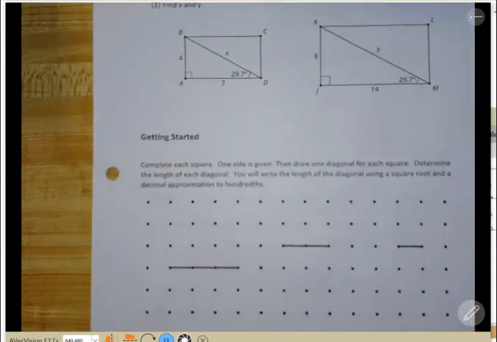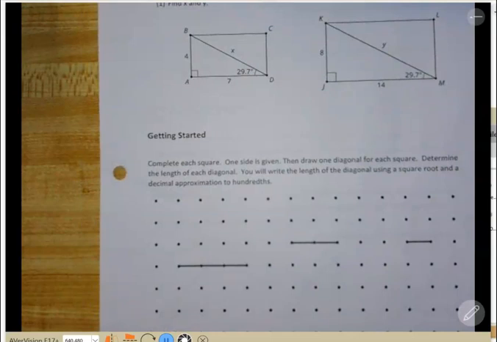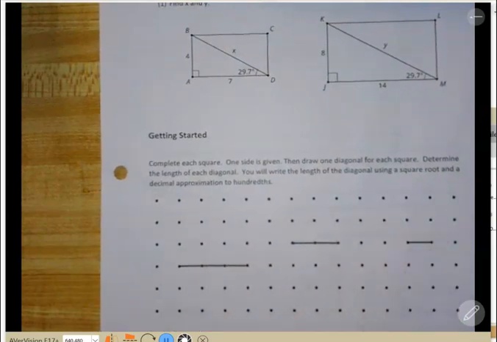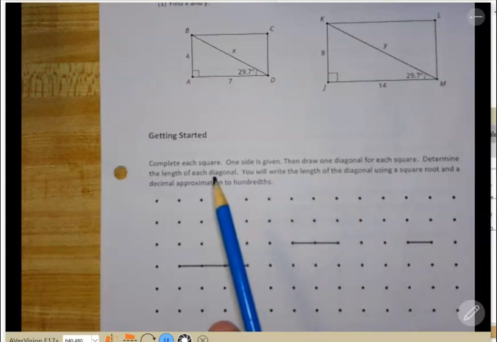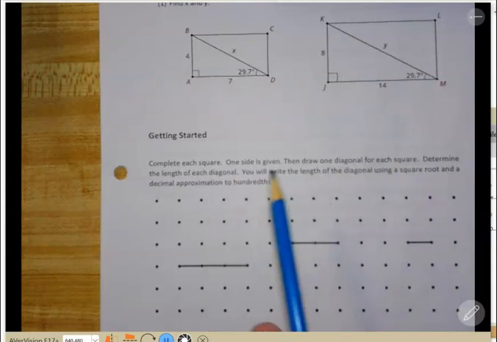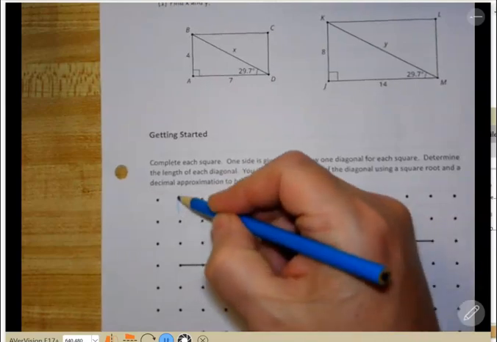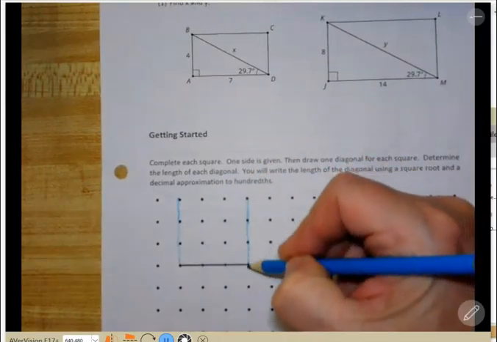And then in problem 2, you're being asked to take each of these lengths, which is one side of the square, and then finish up the square by drawing the other 3 sides. And then it says find the length of the diagonal, once you've drawn the diagonal, as a square root, and also find the length of the diagonal in hundredths. So again, try to kind of speed up time here.